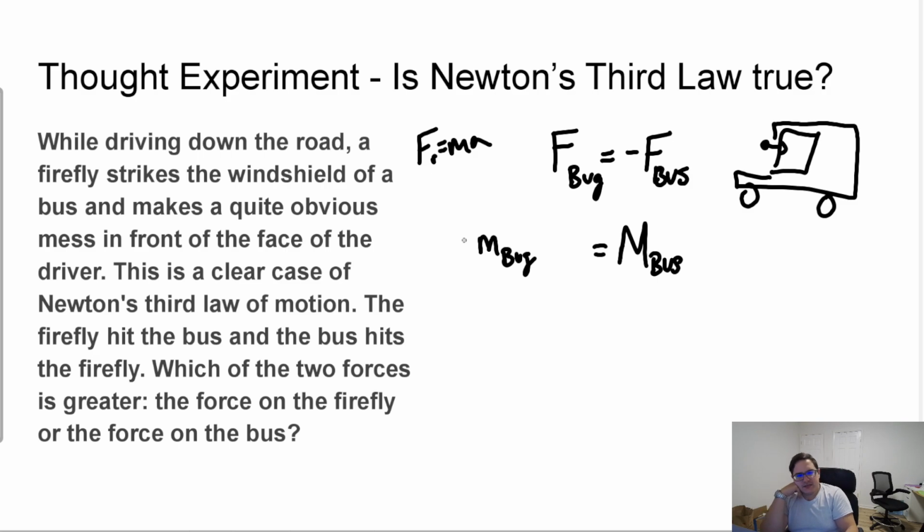If force equals mass times acceleration, then the bug, in order for this to be balanced, must have a huge acceleration. And the bus is going to have a very small acceleration, almost 0. Technically not 0, but we can essentially say it's 0. But there's one thing that needs to be brought up, and that's that it's still going to be a negative relationship. They're always going to be opposite to each other.